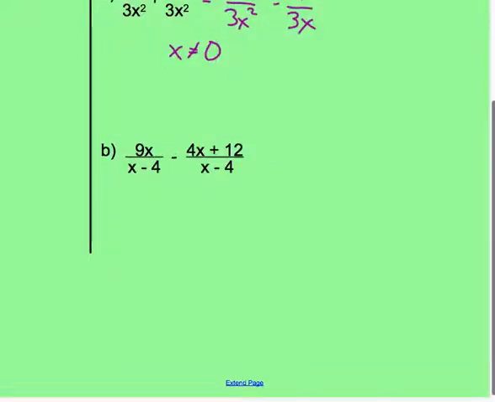Next easy examples still have a common denominator, so combining like terms in the numerator after I distribute my negative. 9x minus 4x, and then our negative 12. And our numerator doesn't factor, so we have no common factors, so our only thing left is to talk about our domain restriction.